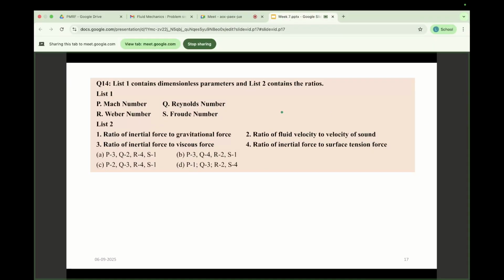I have already explained what Mach number is. Mach number is basically the ratio of the speed of a fluid to the speed of sound, right? So here Mach number is v by the velocity of sound. Similarly, next is the Reynolds number. So Mach number in option A is which one? Velocity of the sound, fluid velocity. So this is your P, right?